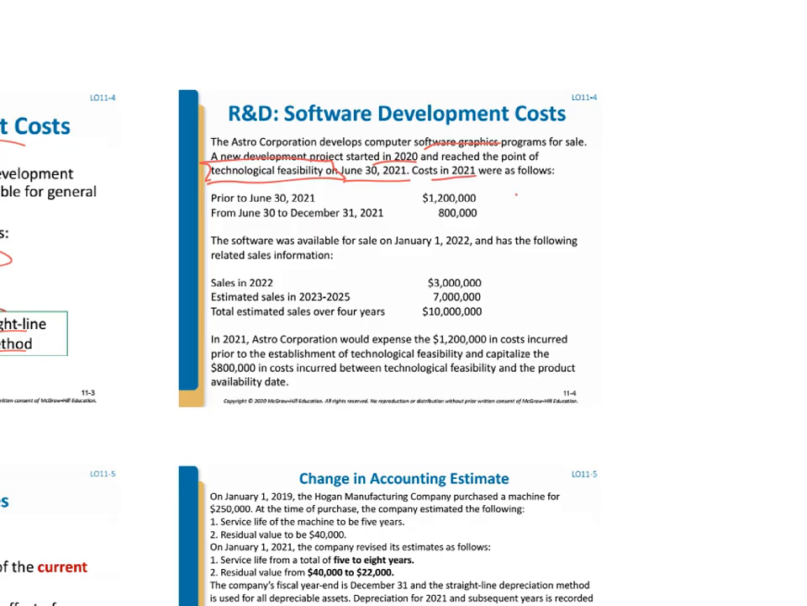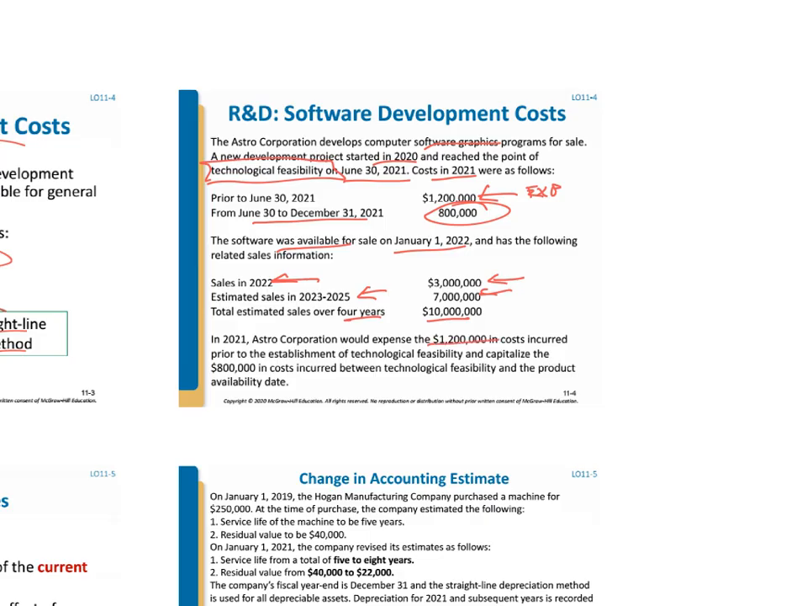So prior to June 30th, right here, this is going to be expensed as incurred. So it's a period expense. But from June 30th, 2021 to December 31st, 2021, because on January 1st, 2022, it was available to the customers, so it was released to the customers, these costs are going to be capitalized. Says that they have the following information related to sales. We have $3 million that took place in 2022, and then over the next 3 years, from 23 to 25, we had $7 million. So the total over the 4 years is going to be $10 million.